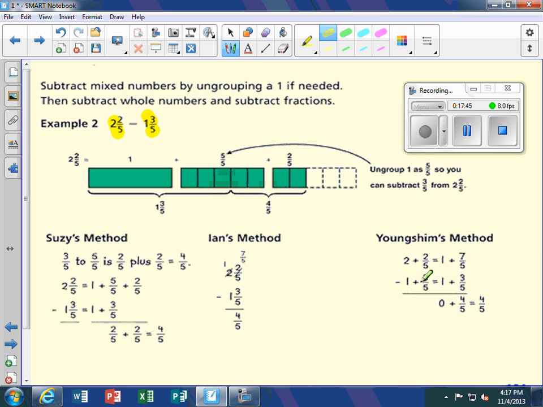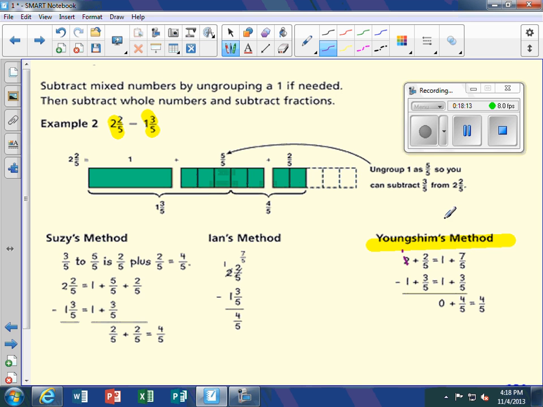I prefer to set it up this way, but you can look at both ways. Ungroup is what it's saying. So you have 2 2/5 and 1 3/5. Now, what you have to do here, because you can't subtract 3 from 2, is borrow. But when they borrow, they're borrowing a whole. So when you borrow from the 2, you actually make it 1. What you are borrowing is 5 over 5.